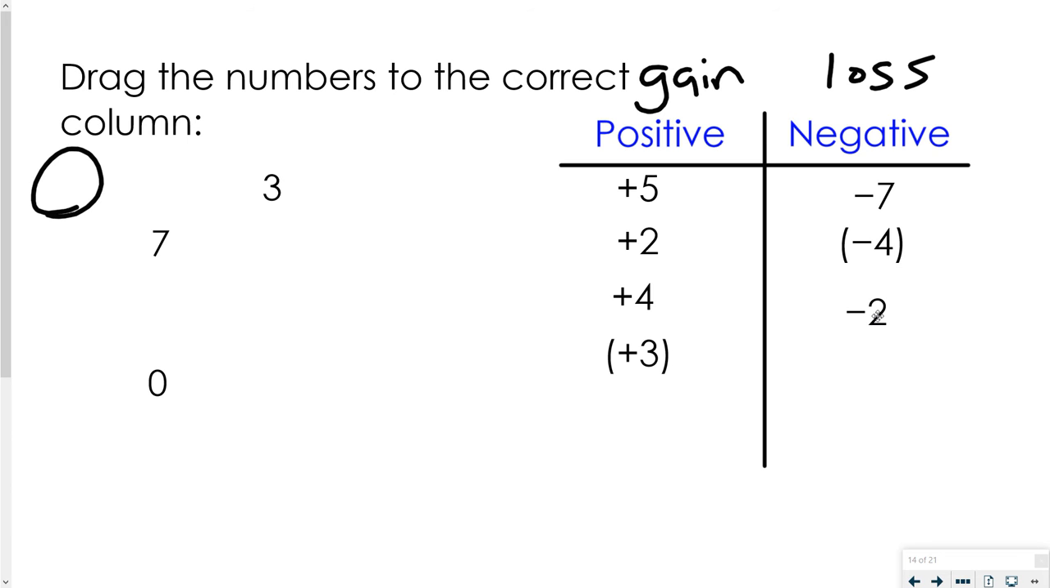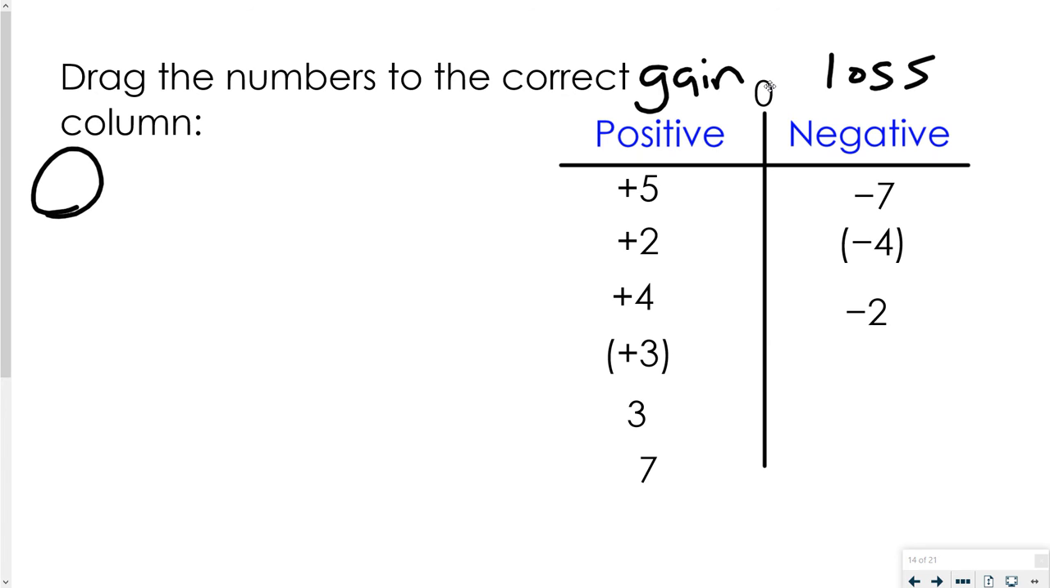Now, what about this? Remember what I said before? Mathematicians are efficient, so if there's no sign in front of it, it is automatically positive. So 7 is also going to be positive. And what did I say about poor old 0? Well, poor old 0 isn't either. It is not positive and it is not negative.